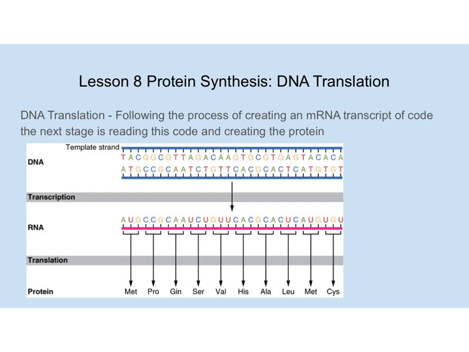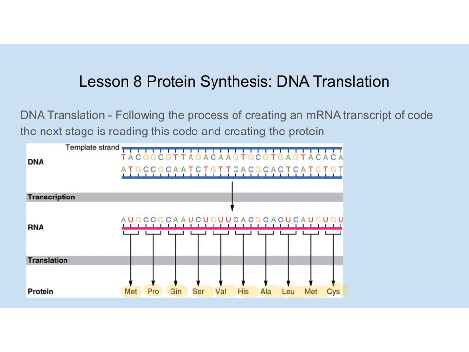All right, so DNA translation. Following the process of creating an mRNA transcript of code, the next stage is reading this code and creating the protein. So here we have the code, and the translation part is now taking this code and turning it into the amino acid sequence that we have down here. A couple of things to keep in mind. We're going to go through this more in depth, but one thing I want to show you while we have this picture up is notice that the letters go in triplets. They basically go in little groups of 3.